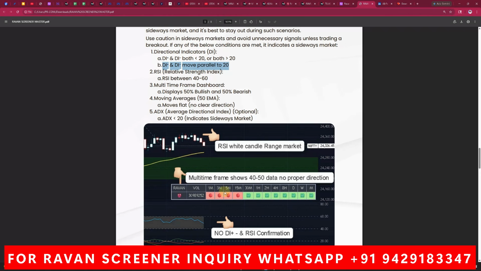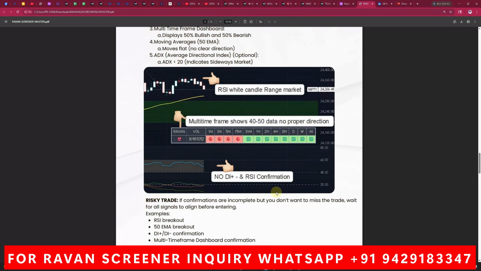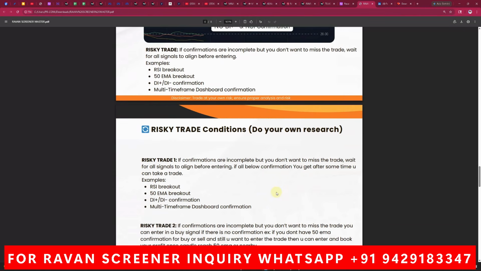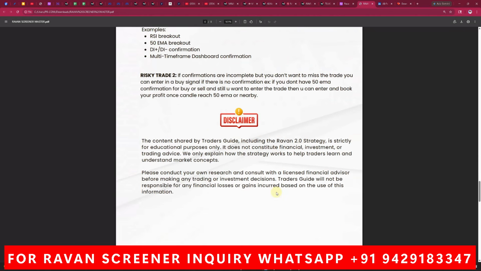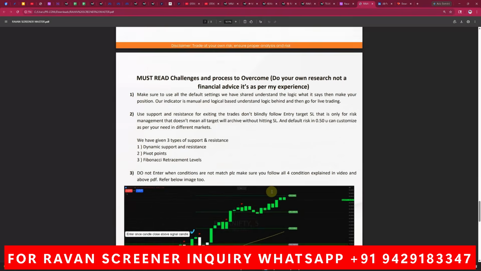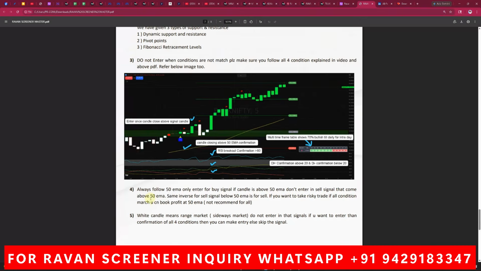Multi time frame table shows 50-50 data for intraday. This is also a range market. There are many confirmations, guys. You have to trust my setup. And here we have also mentioned the risky trades. Those who want to do risky trades, you can refer to these as well, right? Now, I hope this condition is clear.